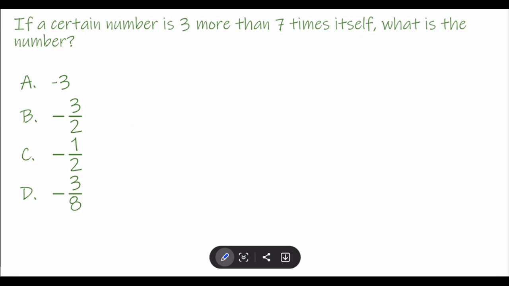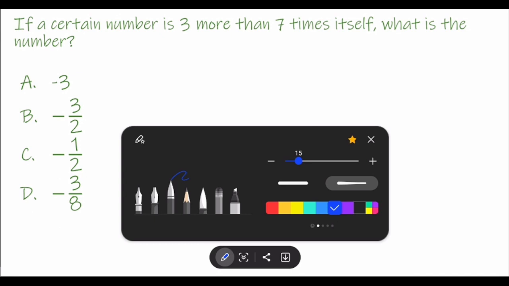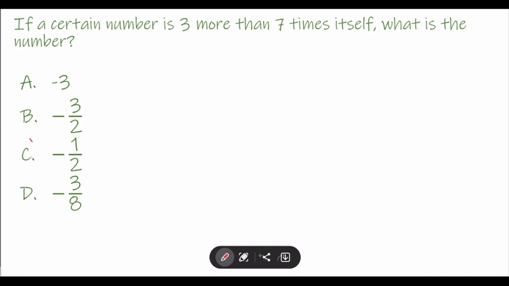So all right, let's analyze this problem. If a certain number is 3 more than 7 times itself, what is the number? The answer actually for this, let me show you the answer. The answer is C. It's negative 1/2. So why is it C?